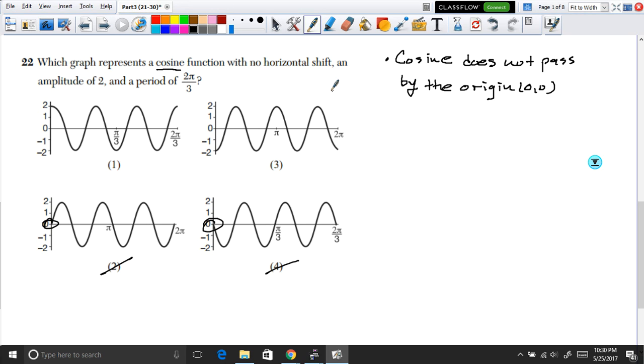So now the question is, which of the following has an amplitude of 2? The amplitude is the highest point. Amplitude is 2, so that doesn't help us. It seems like the period is what's going to be the determinant between option 1 or 3. Now we know that the period is equal to 2 pi over 3.